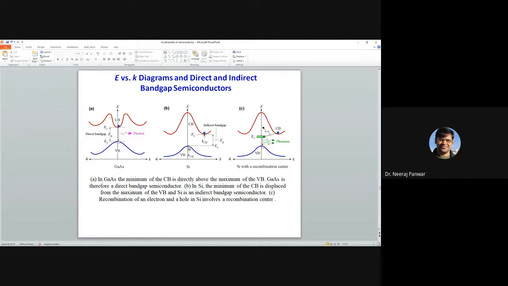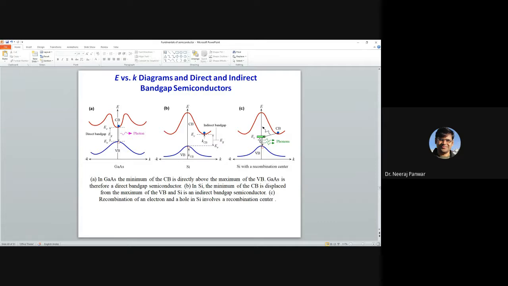That's why we will not have the generation of photons here, and this process will not lead to the generation of photons, but there is a third entity required which will take care of this difference in momentum. So generally this process of electron hole recombination takes place via a third entity.